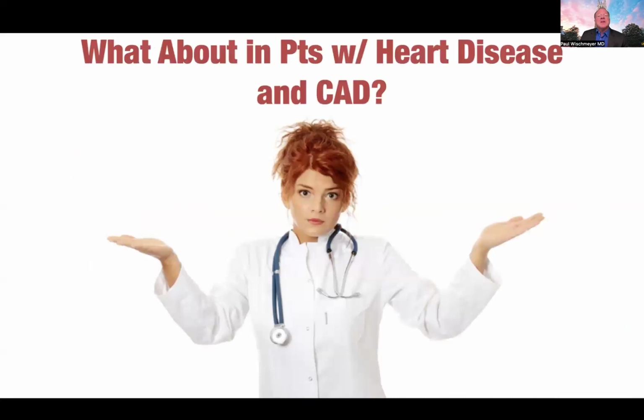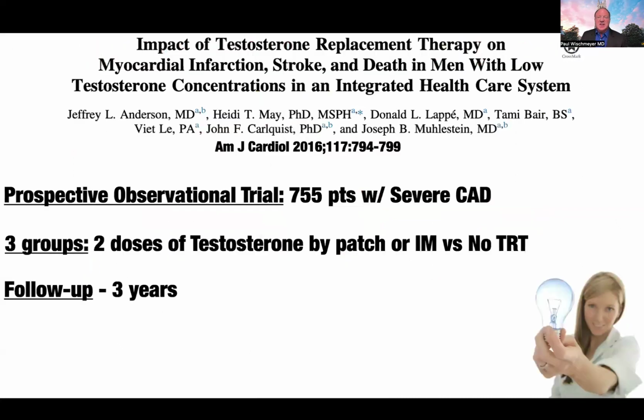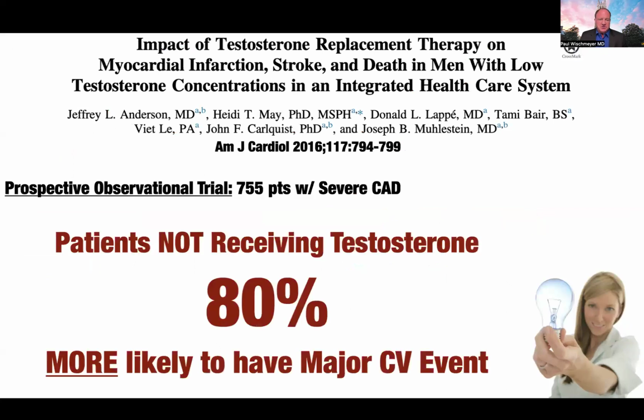And so what about patients who have known heart disease? What about our patients in the CTICU, patients in the CICU, patients who have coronary artery disease already that have recently had heart attacks? So Intermountain Health did a great study. They looked at 750 patients who had recent severe coronary artery disease and events. And they looked at testosterone either by IM or by patch. They followed them for 3 years.